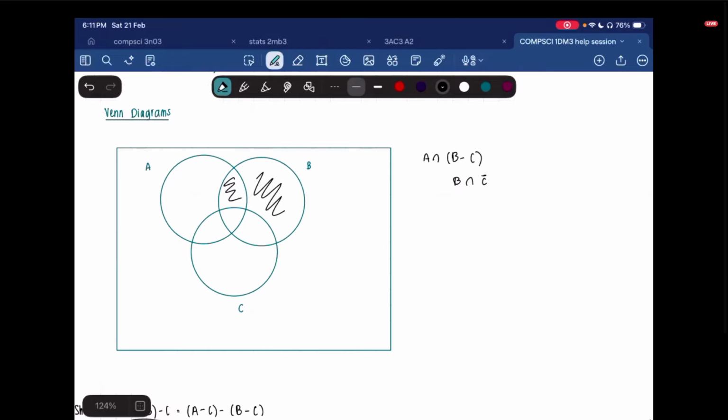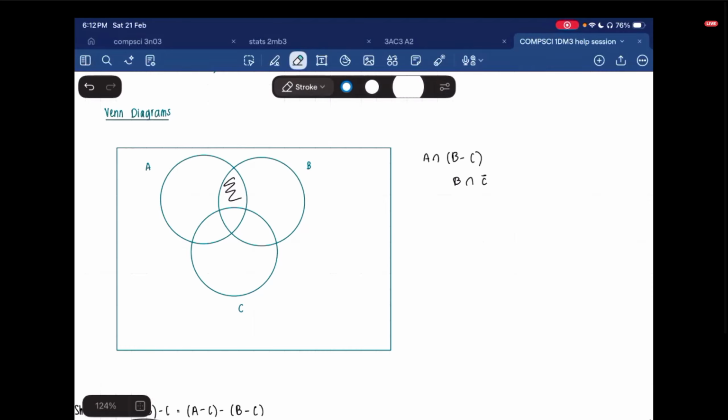Wait, hang on. Everything in B intersecting with everything not in C. So everything not in C is this portion and then this. And A intersect with that portion is also just this. So we only shade this part. Does that make sense? Okay, awesome.